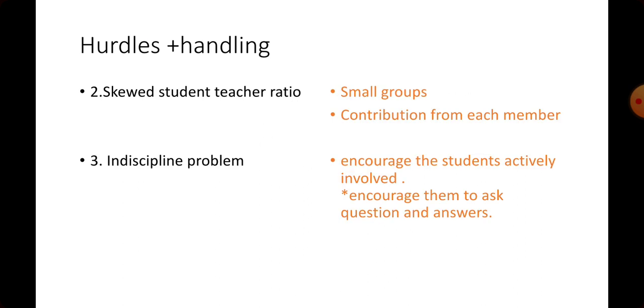If you go to the second one, the skewed teacher student ratio, there will be one teacher and generally 40 students in the classroom. So it is not easy to handle the students in utilization of the resources. How to encounter this problem? We have to divide the class into small groups, 5 to 6 groups consisting of 4 to 5 members, and we should encourage the students to contribute from the group and within the group from each member. In this way we can overcome the hurdle of the skewed student teacher ratio.